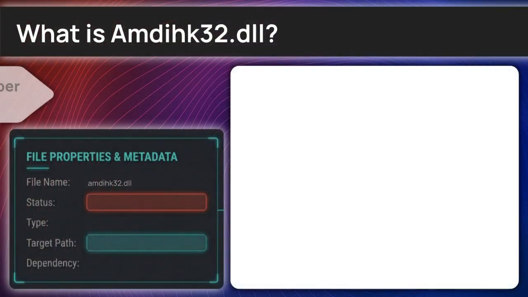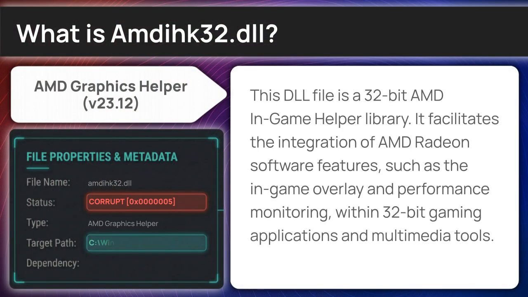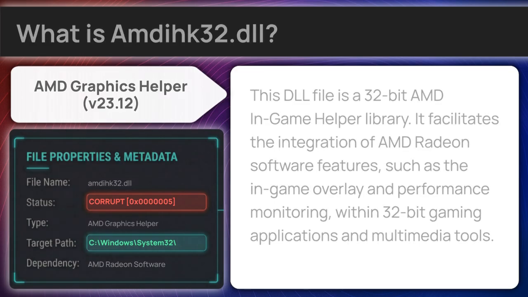This DLL file is a 32-bit AMD In-Game Helper library. It facilitates the integration of AMD Radeon Software features, such as the in-game overlay and performance monitoring, within 32-bit gaming applications and multimedia tools. Enough of the technical side, let's get these files back onto your system.